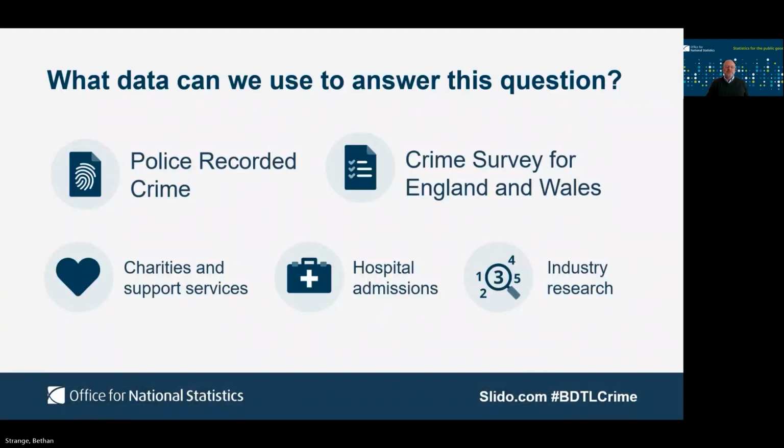So the data that we use at ONS to try and answer that question are 2 key ones at the top. That's police recorded crime data, and also the Crime Survey for England and Wales, which we run. We can also use supporting data. So we get data from charities and support services, victim services. We can look at hospital admissions data, and we can look at industry research that comes out as well.